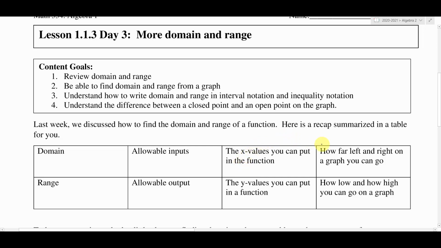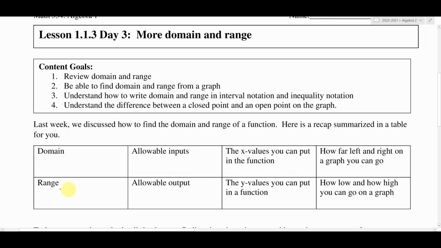When we look at it graphically, since the x-axis runs left to right on a graph, we can quickly find the domain by asking ourselves how far to the left and how far to the right can we go on our function when we look at the graph. Like how far to the left does it go and how far to the right does it go? And we can usually figure out what our domain is by asking those two questions.